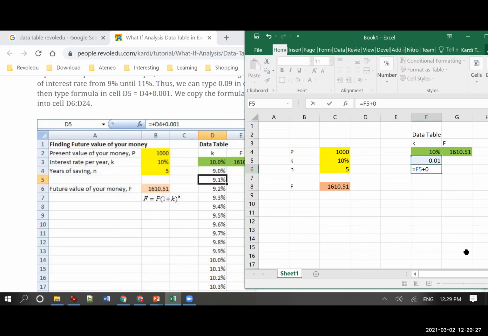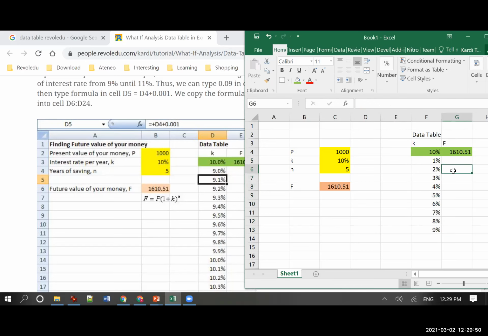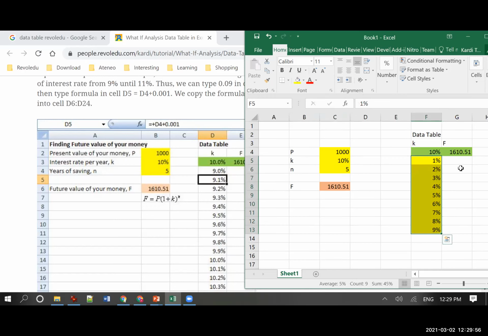And I want to add with 1, or 0.01. And then I add this. So this is in percentage, so let's put it in percent. What happens if I want to change this into 1%, 2%, 3% until 9%? This is what I want to know. Again, this is the value that I inputted, so I put it into yellow here.